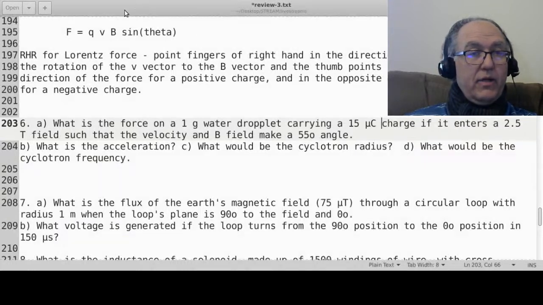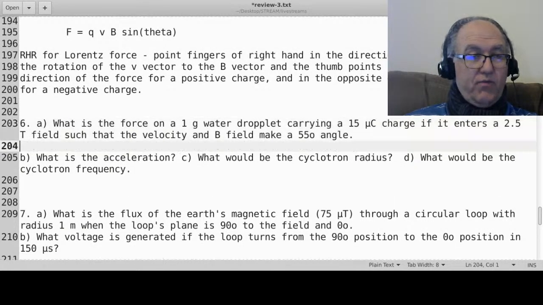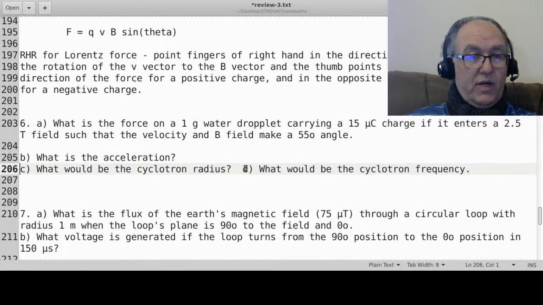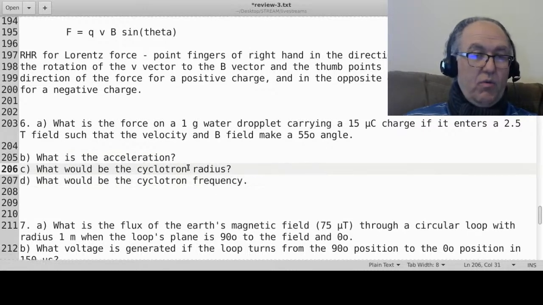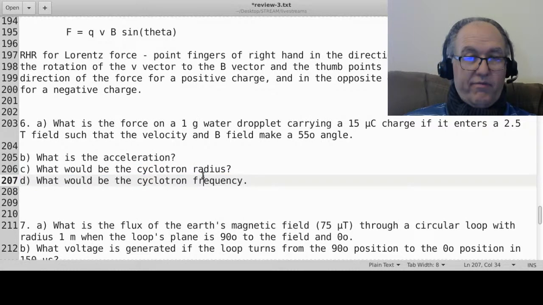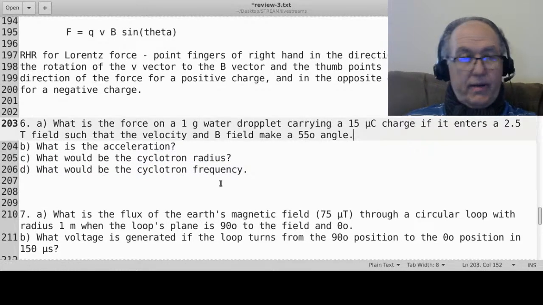Okay, so that's question A. And then I also ask for what is the cyclotron acceleration? What is the cyclotron radius? And what's the cyclotron frequency? Okay, so let's do that.